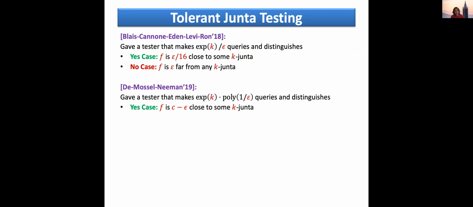Soon thereafter, Diakonikolas and Nieman gave a tester that makes exponential in k many queries and polynomial in 1 over epsilon, and distinguishes the yes case when f is c minus epsilon close to some k-junta, and the no case when f is c far from any k-junta.